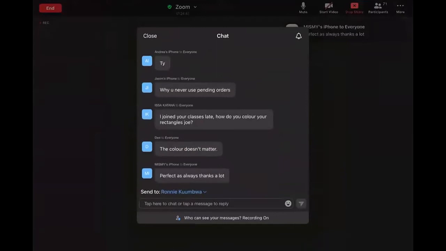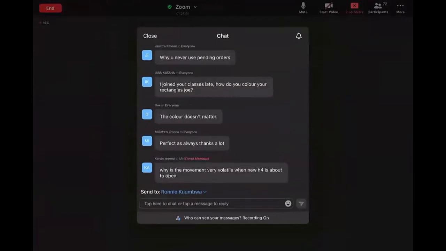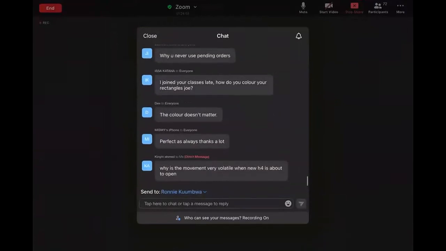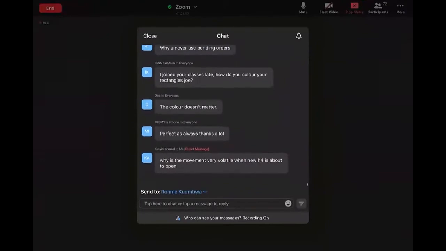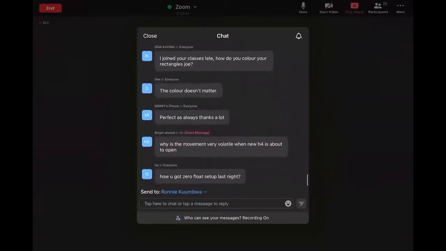I joined your class late. How do you color your rectangles too? How do I change the color or what? Perfect as always. Thanks a lot. Why is the movement very volatile when a new H4 is about to open?